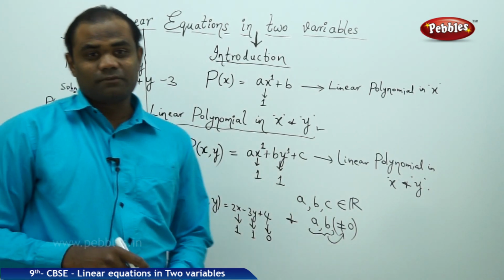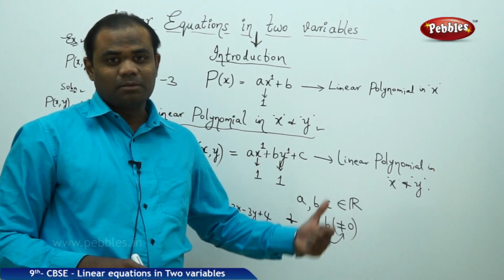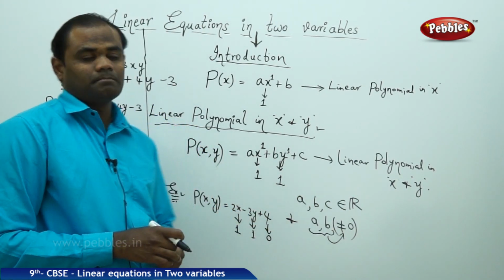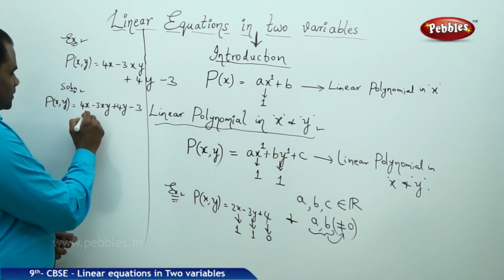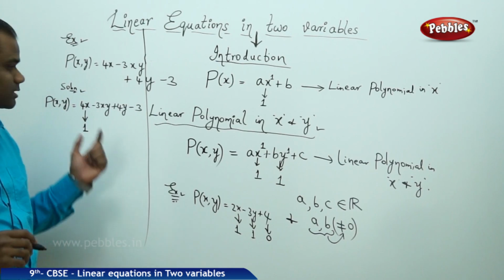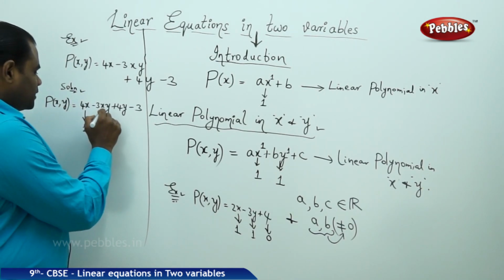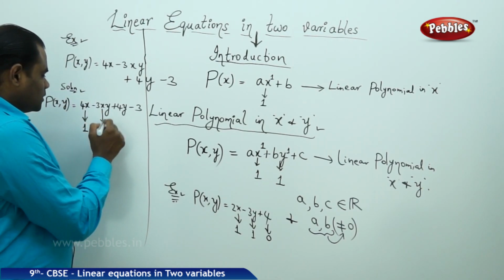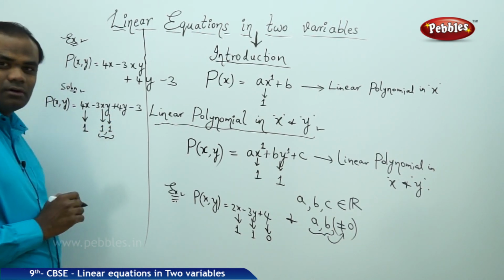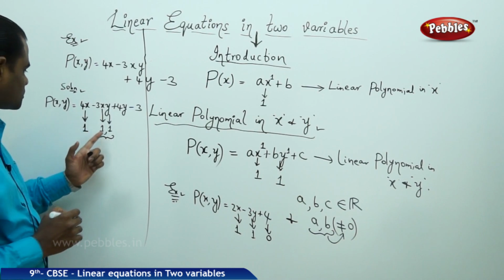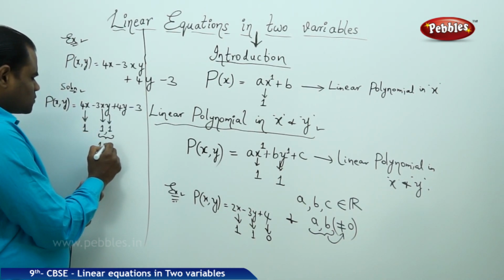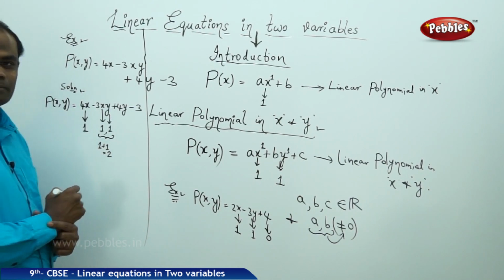Now before I justify its linearity, I have to search for the degree of each term. Coming to the second term, I have my degree of x, which is 1, of course, because it is x power 1, and I have my degree of y, which is 1. Therefore, on the whole, I find the combined degree of the second term to be 1 plus 1, which is equal to 2.